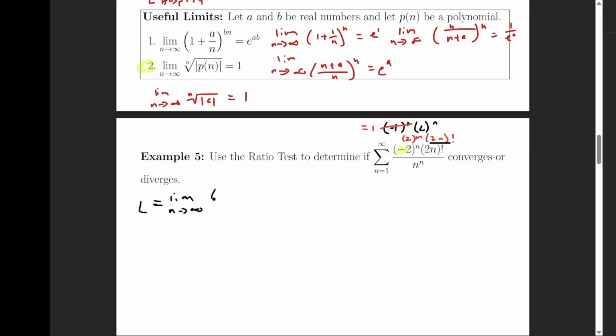So I'm just gonna write it as it is. Wow, I'm just fumbling. So this is 2 plus 1. And then the next one, 2n plus 1, and this is factorial. And then do the bottom.